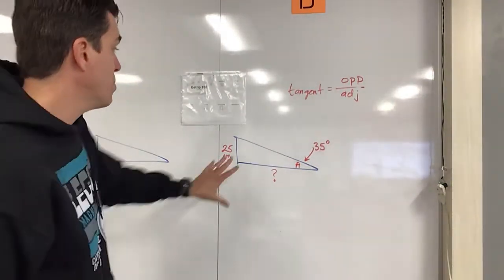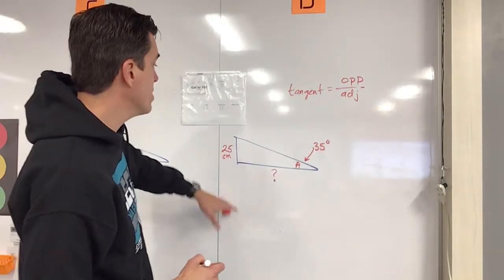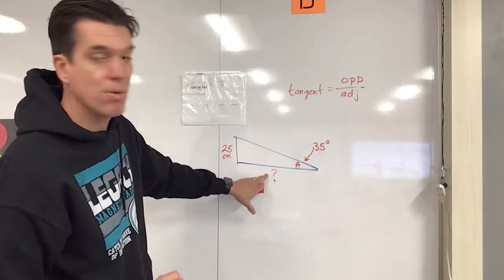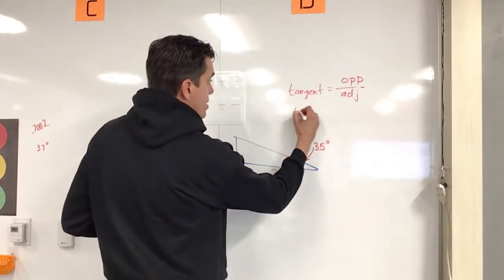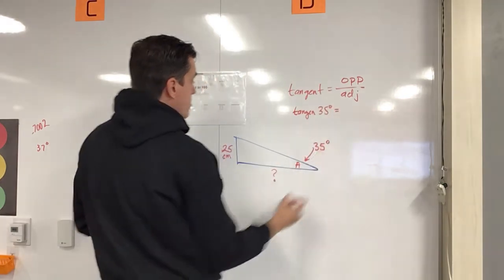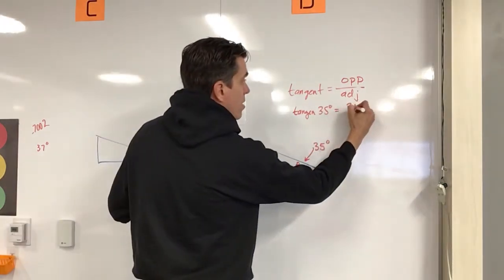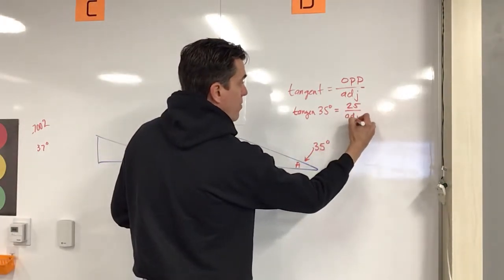Okay, so let's plug in what we know. We know that I want an angle of 35 degrees. I have the side opposite, but I don't know the adjacent side. So I've got our tangent ratio here. What I would do is the tangent of 35 degrees, and I want that to be equal to the 25 over the adjacent side, which I don't know, but I want to figure out.